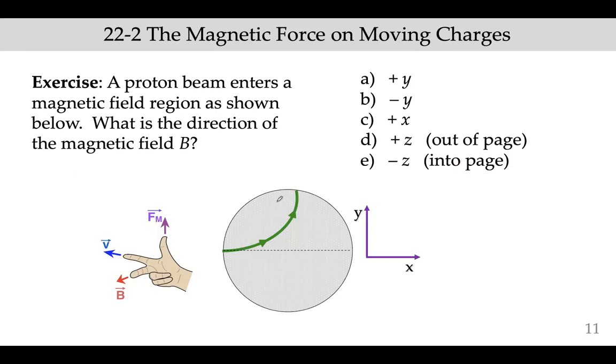Okay, in this case, the direction of the magnetic field is not given, and that's actually the question. So a proton beam enters a magnetic field region as shown. Because it says proton beam, we have to, again, consider that it's a positively charged particle. And it enters in this direction, so that's the velocity. Now it's deflected in the up direction, so that means the force is in this direction.